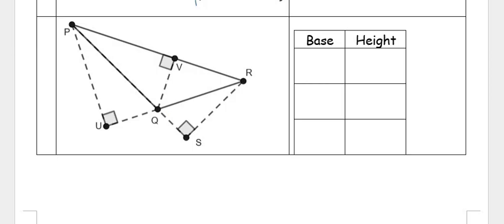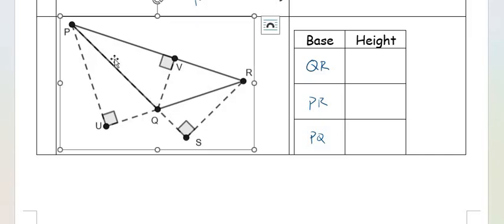Okay, so now the solid lines are, let's start from QR over here, and then another solid line over here is PR, and then another one is PQ over here. Okay, so let's do it. Now let's start with this one. As I have said, the base is just the horizontal line. So you need to turn your paper now.